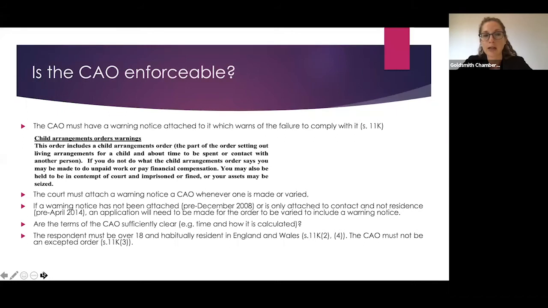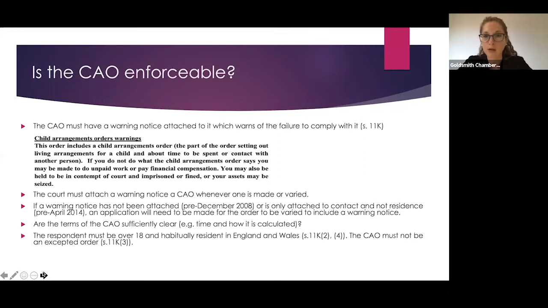The court must ordinarily attach a warning notice to a child arrangements order whenever one is made or varied, but certainly where there are child arrangements orders made pre-December 2008, there may well be no warning notice attached. And in orders made pre-April 2014, the warning notice might only be attached to the contact provisions within the child arrangements order and not the residence provisions. So you need to be sure that there is a warning notice that is attached to the appropriate parts of the order that you are seeking to enforce.